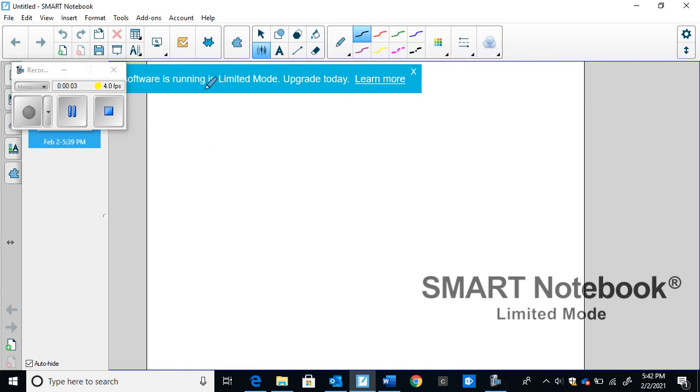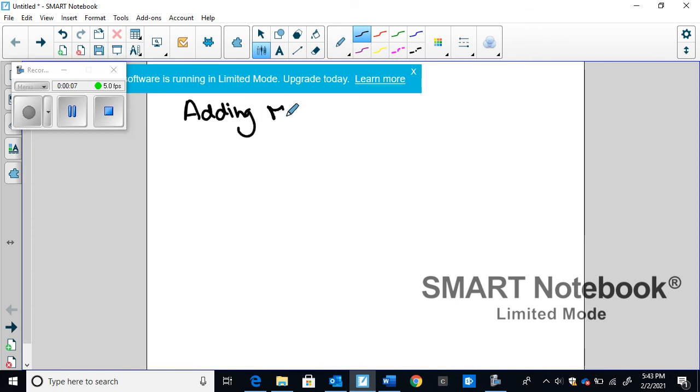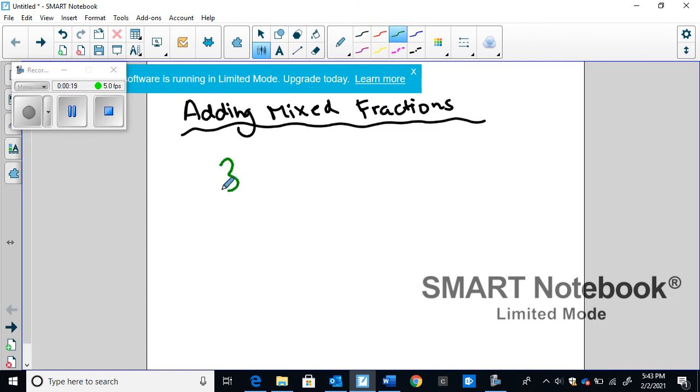All right, so for adding mixed fractions, we have kind of two different processes that we can do. So for example, let's say 3 2/3 plus 1 4/5.